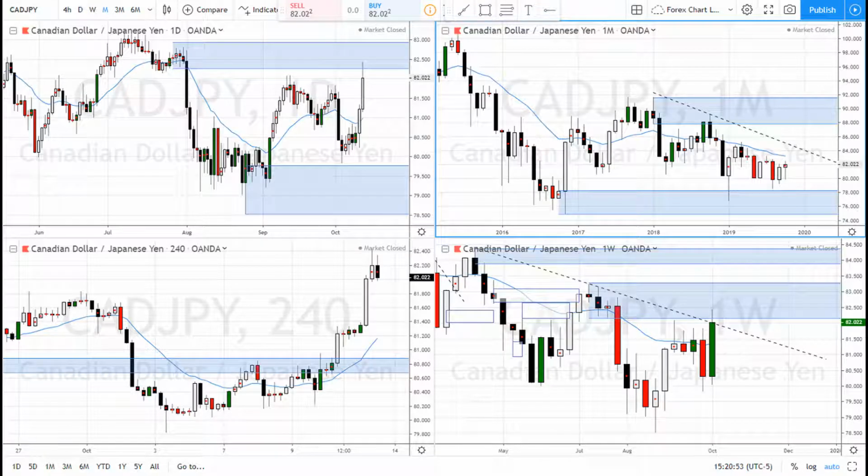Today we're going to take a look at some charts and see where we can identify supply and demand order flow and trade it for income. Okay guys, let's take a look at CAD yen.